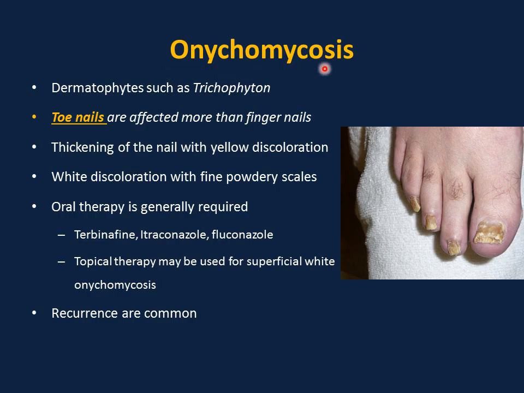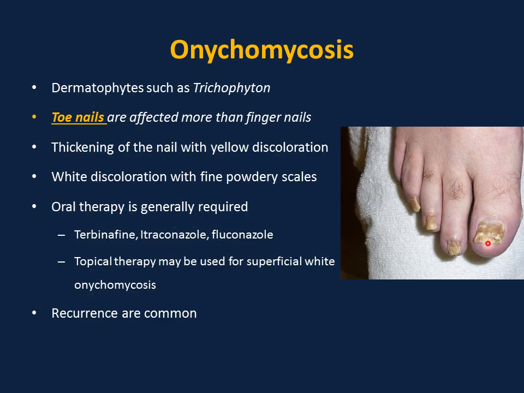Onychomycosis, or fungal infection of the nails, is caused by dermatophytes such as Trichophyton. Infection of the toenails is more common than the fingernails, because of course wearing the socks, because of the moisture, and the fungus always likes dark and moist areas. Thickening of the nail is the key here for the diagnosis. As you see here, the nails are thickened, broken, fragile, with yellow discoloration, and you may see some fine powdery scales.